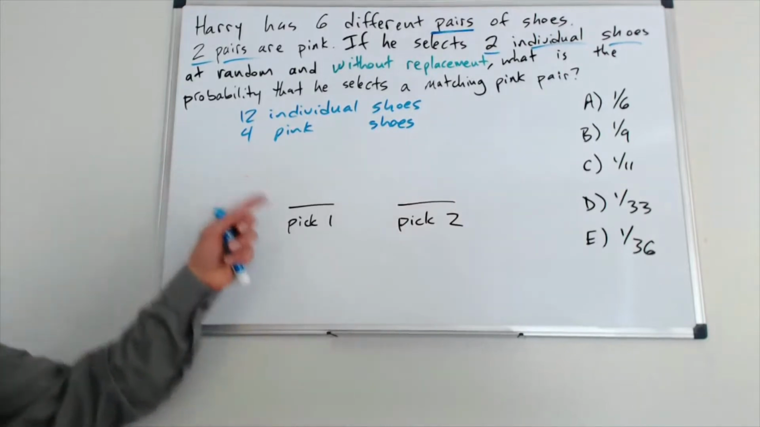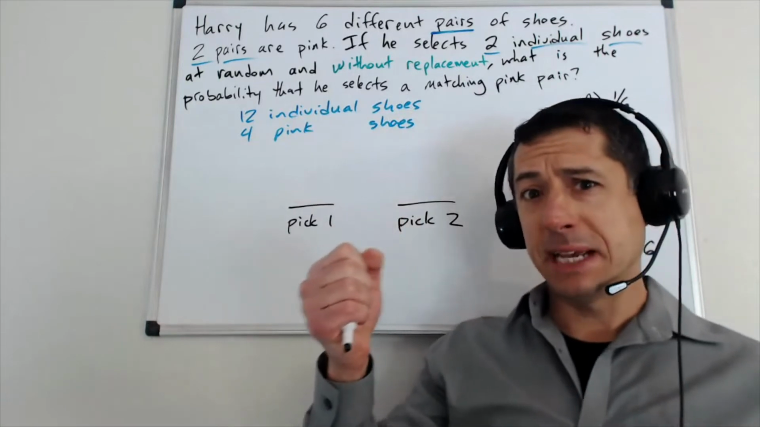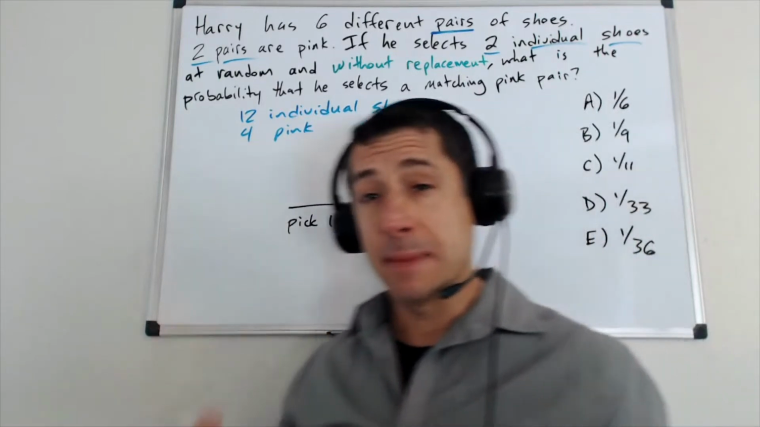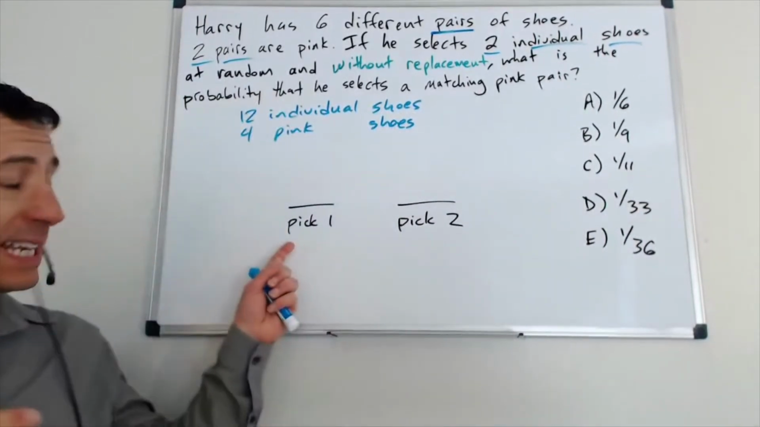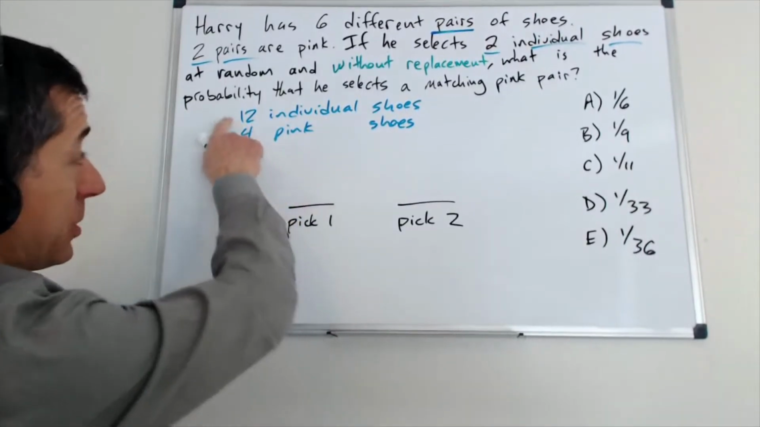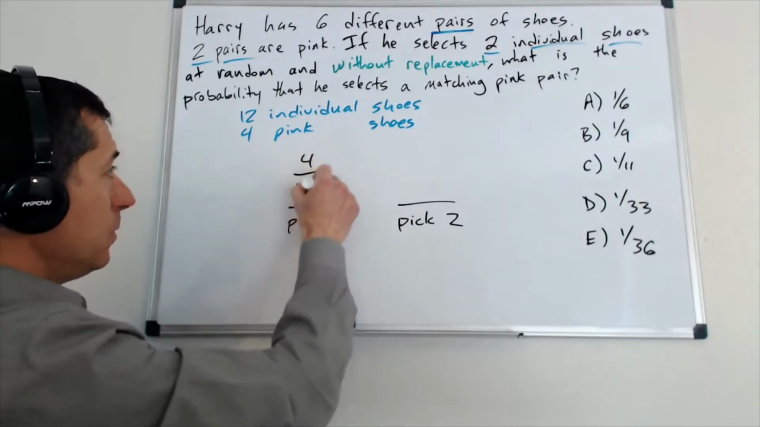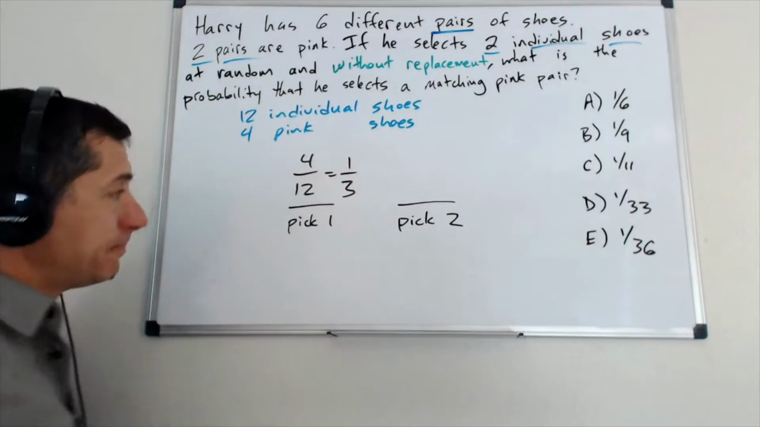Okay. So on the first pick, what's the probability that Harry ends up happy and gets a pink shoe, or gets something that would set him up to get a matching pink pair of shoes? Obviously, he just needs to get any pink shoe on this first one. He's going to be a happy guy. So 4 pink shoes out of 12. That's the fairly straightforward part here. Call that 1/3 if you prefer.